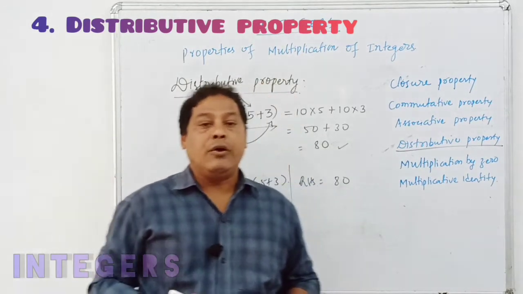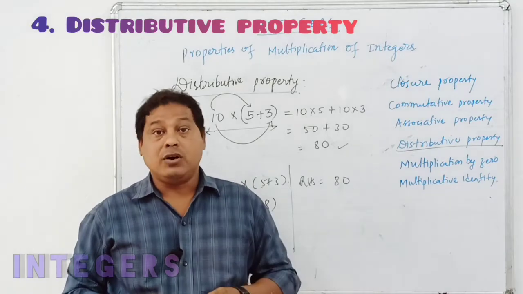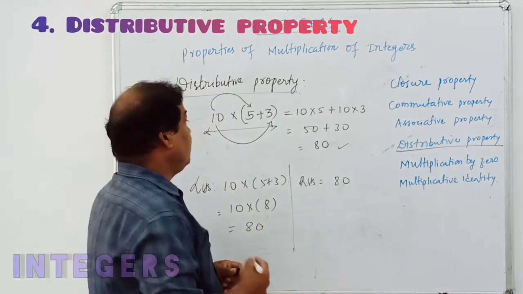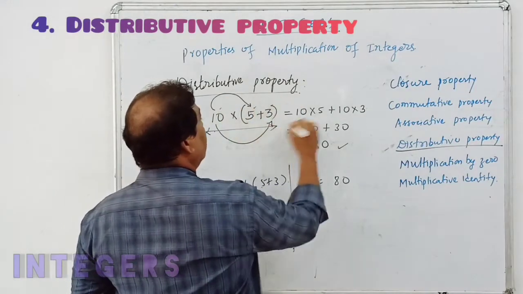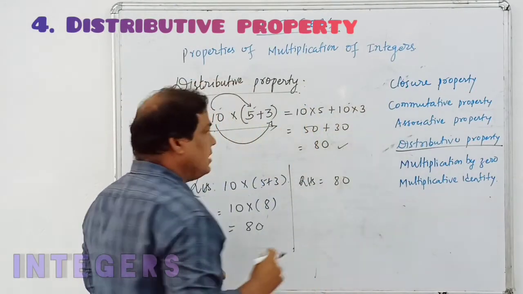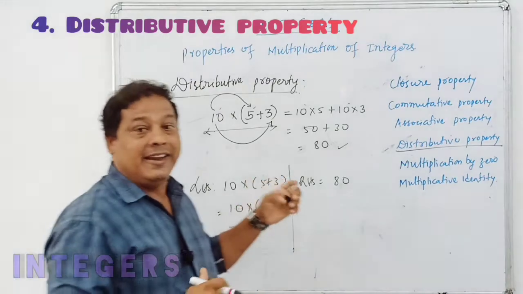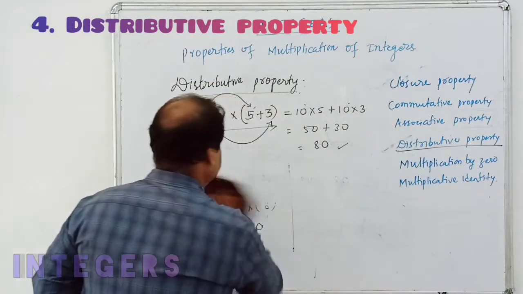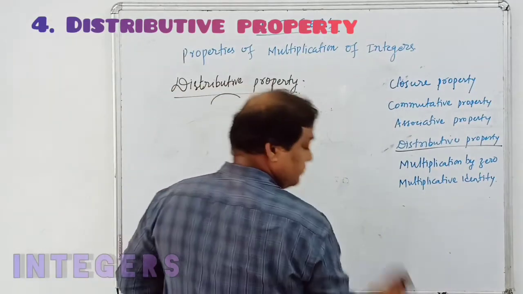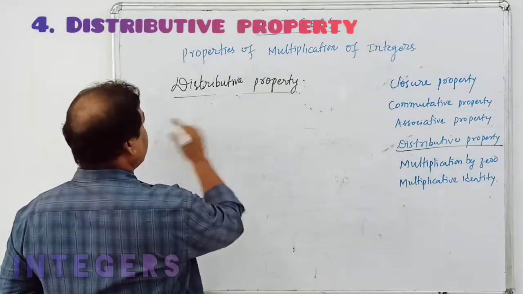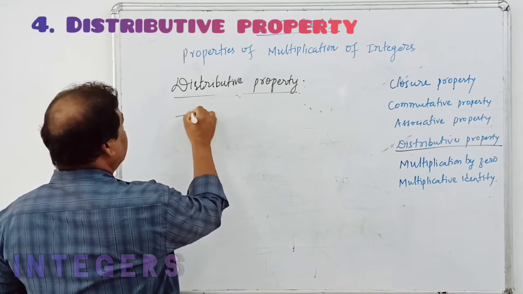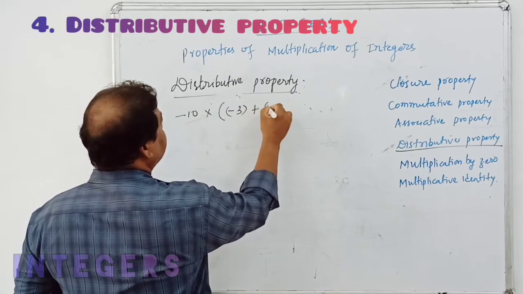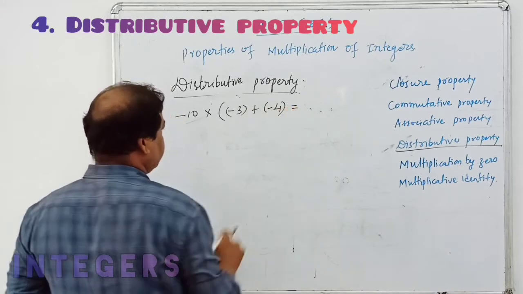So let us check whether this is true for integers also. Now we will check in integers. So all these numbers we did with positive numbers. Now we will see in negative numbers. Let us take here minus 10, here is minus 3, plus here is minus 4.